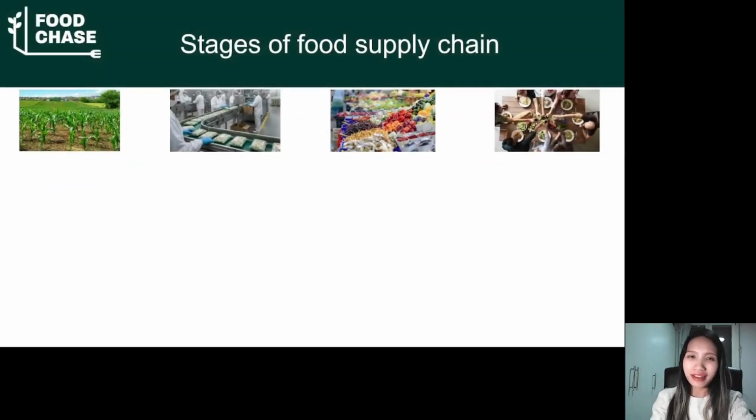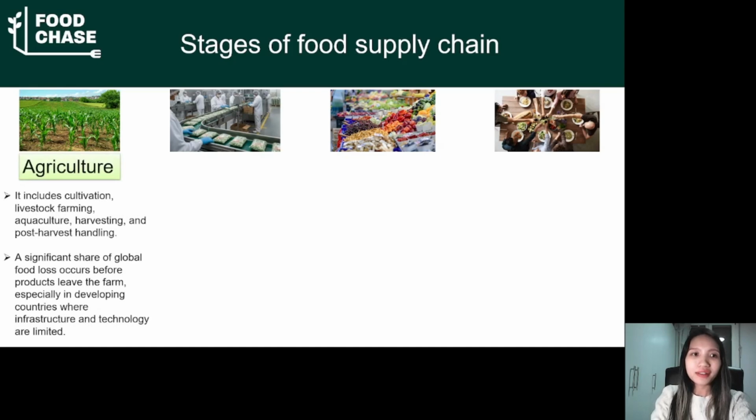In order to understand where and why food waste occurs, we need to analyze every single stage of the food supply chain. Firstly, we have agriculture. This is the very first step of the food system where all the raw materials are produced. In developing countries where technology and infrastructure are obsolete or limited, there could be a significant share of global food loss that occurs before the product even leaves the farm.